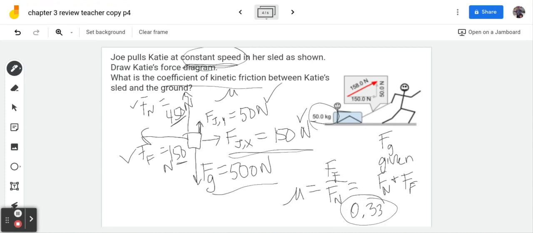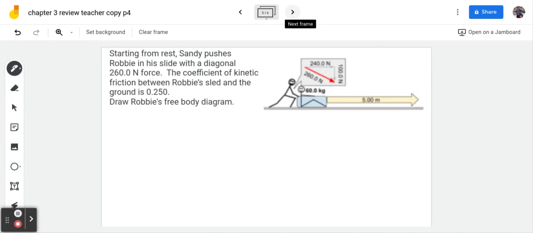All right, this is the last one. It's a little bit harder than the rest. That's okay. So here we go. Starting from rest, Sandy pushes Robbie in his sled, I'm guessing, with a diagonal 260 force. It's right there. The coefficient of kinetic friction, mu, is 0.25. Okay, draw his free body diagram.